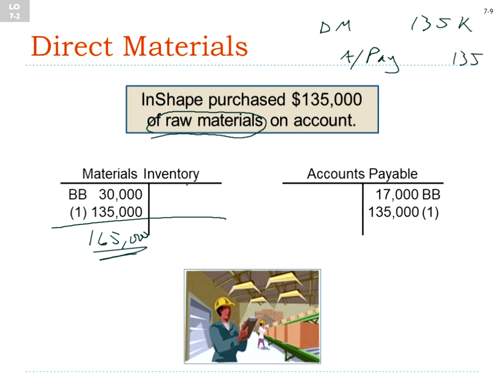Since this problem says that we bought the materials on account, that means we didn't pay cash for it. And so our journal entry is going to look like this: direct materials debited for 135K, and then credit accounts payable for 135K. So when we draw our T accounts, the 135 to inventory goes on the debit side, and then accounts payable goes on the credit side, the right side.